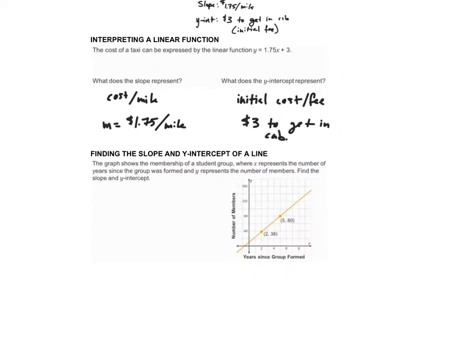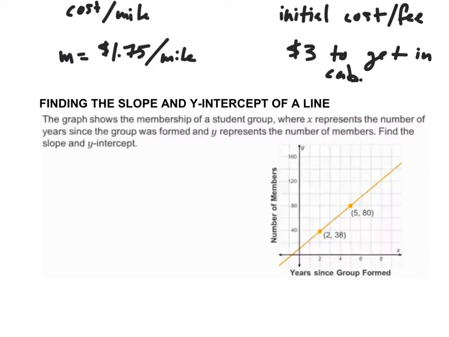All right, so let's take a look at the bottom one. Finding the slope and y-intercept of a line. The graph shows the membership of a student group where x represents the number of years since the group was formed and y represents the number of members. Find the slope and y-intercept. So what I want to do is write that equation from these 2 points.